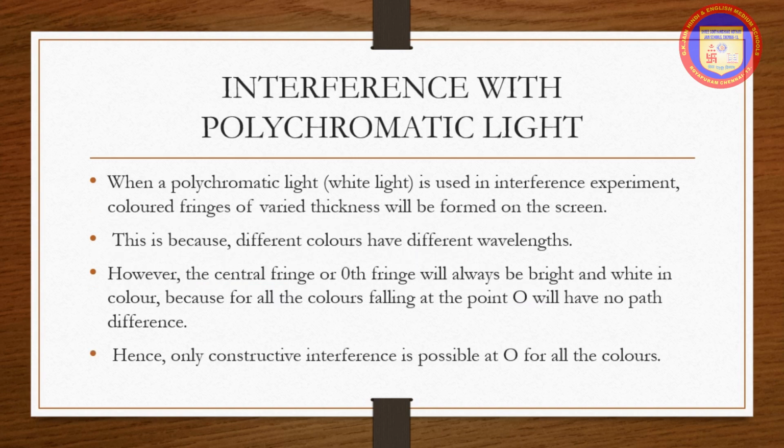Interference with polychromatic light. Instead of using monochromatic light, polychromatic means it gives more number of colors, that is white light. When white light is used in an interference experiment, colored fringes of various thickness will be formed on the screen. This is because different colors have different wavelengths. However, the central fringe or the zeroth fringe will always be bright and white in color, because all the colors falling on the point O will have no path difference. Hence, only constructive interference is possible at O for all the colors.